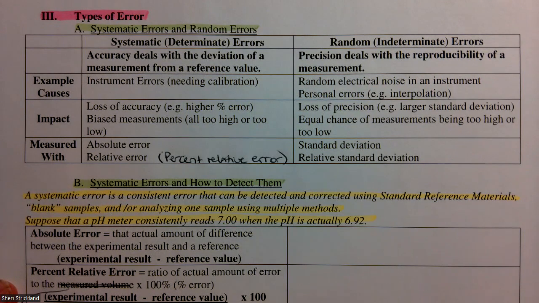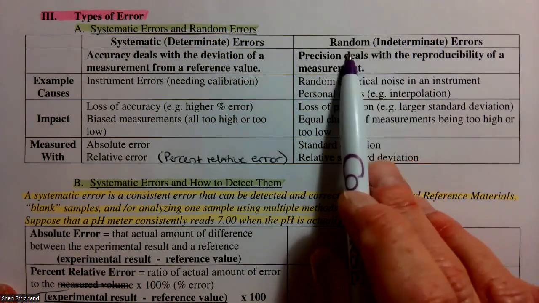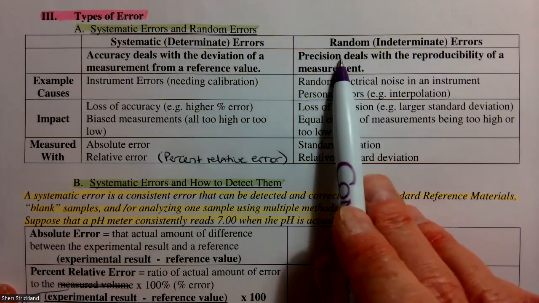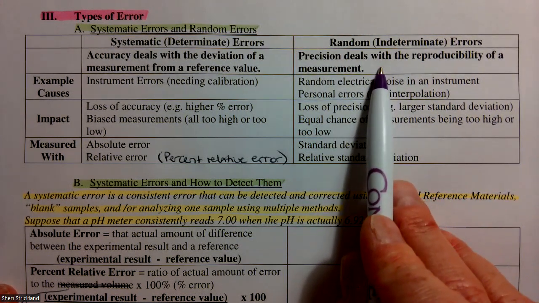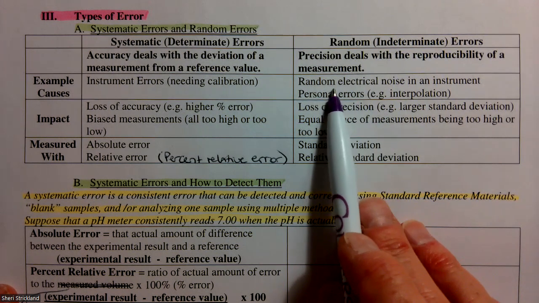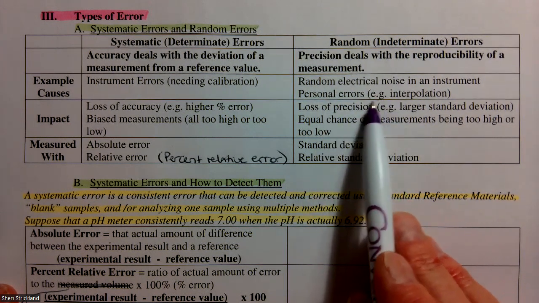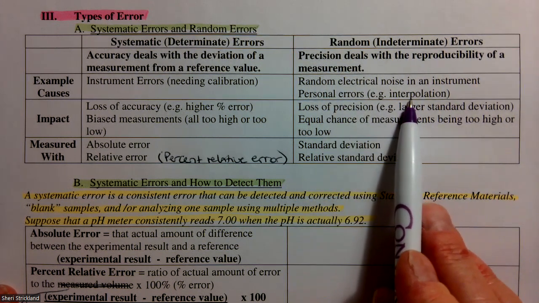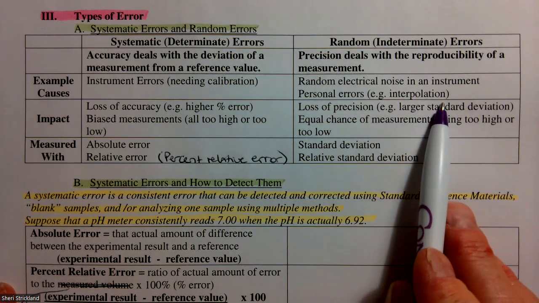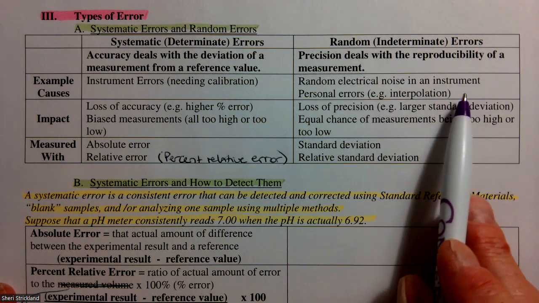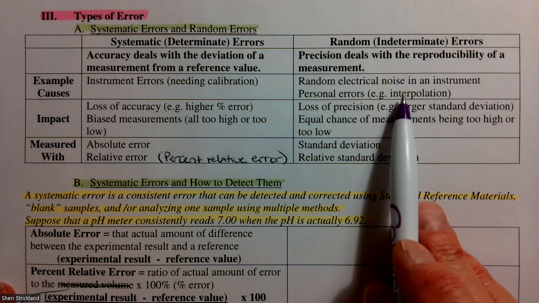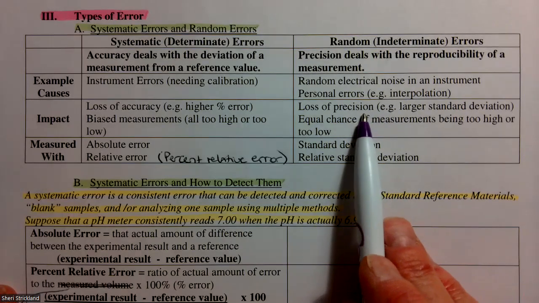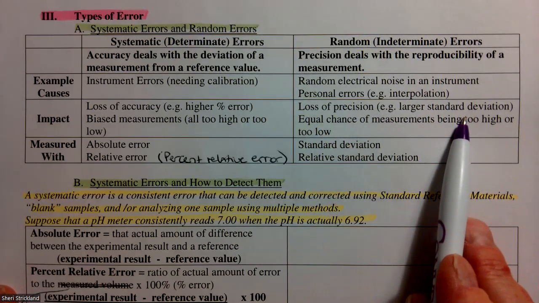And you've probably dealt with that before. Now over here on the other side, random errors have to do with precision. How reproducible is this measurement? So things like random electrical noise in an instrument, or personal errors like not being careful in things like interpolation or other very fine skills. So the impact is a loss of precision, which would give you a larger standard deviation.